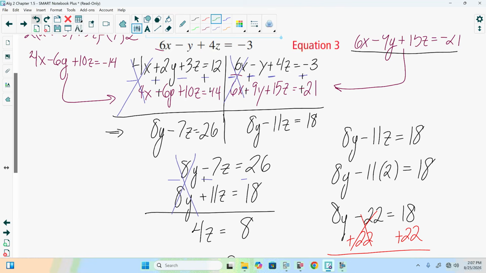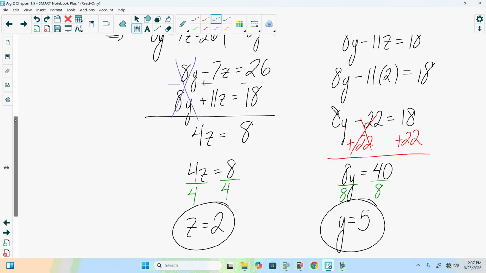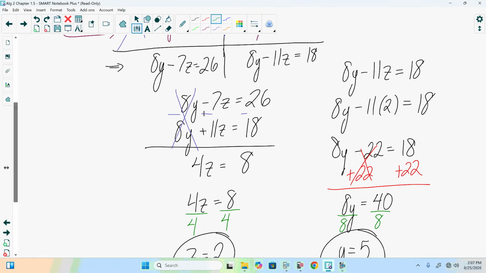However, if I am with these 2, I plug 2 in for z, we have 8y minus 11 times 2. I have one variable, I can solve for that nicely. Does that make more sense?